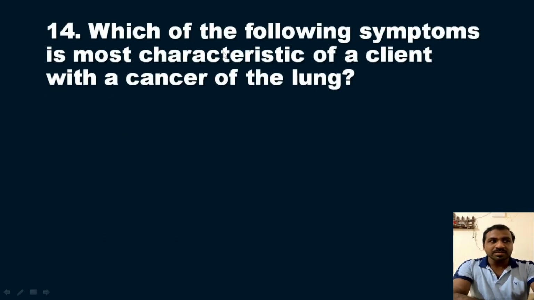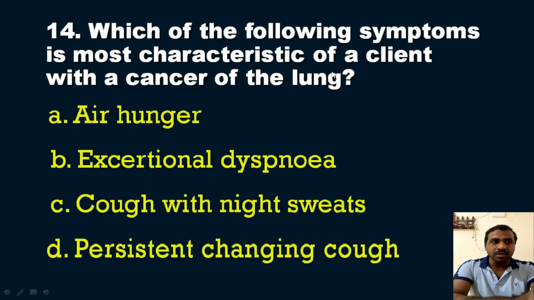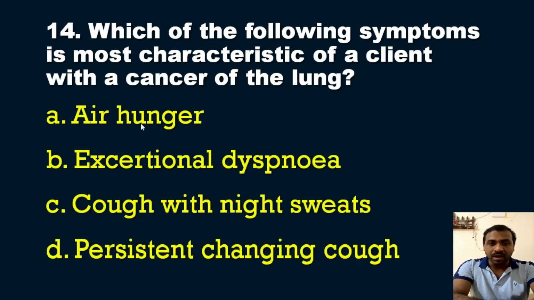Which of the following symptoms is most characteristic of a client with cancer of the lung? This is related to the respiratory system and CA lung. The options are: option A, air hunger; option B, exertional dyspnea; option C, cough with night sweats; and option D, persistent changing cough. So which is the most characteristic symptom of a client with CA lung? What is the answer? This question is also very important.